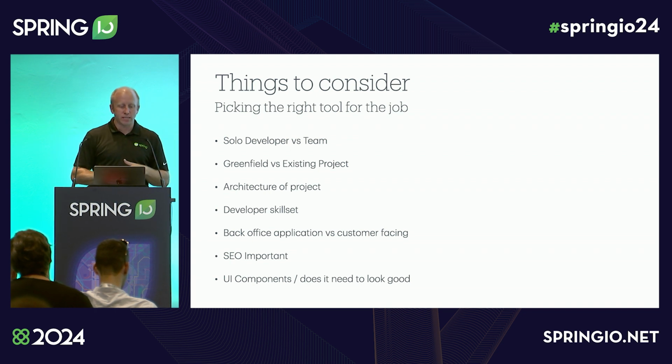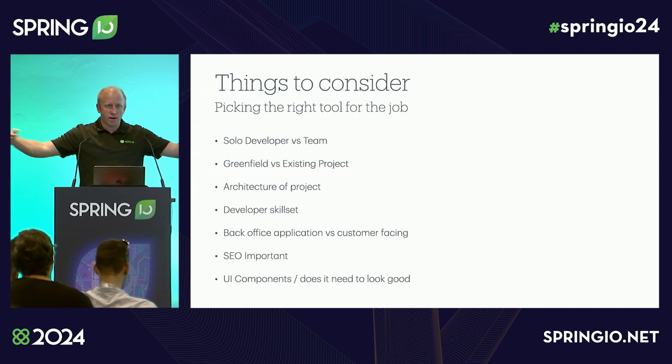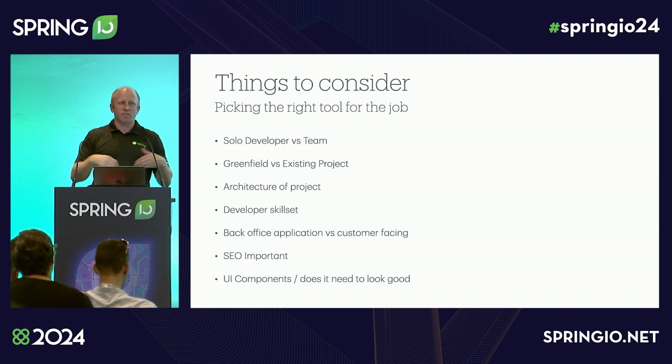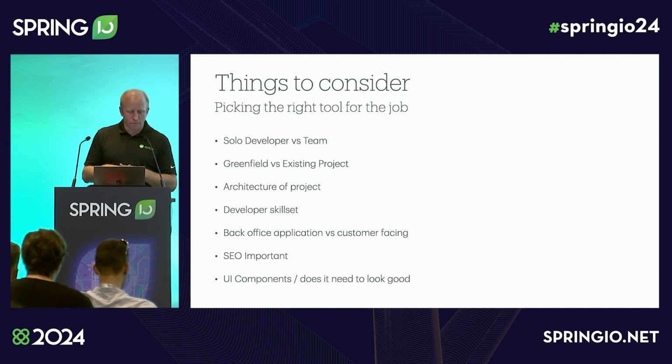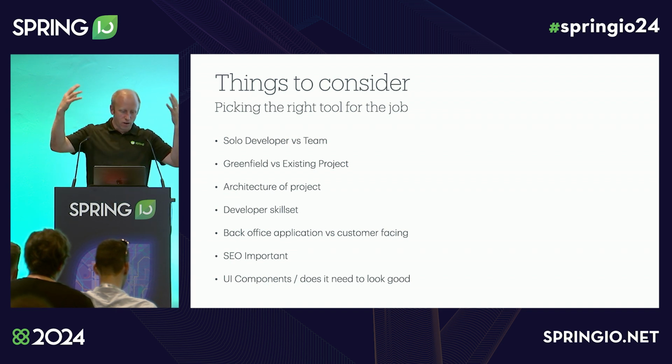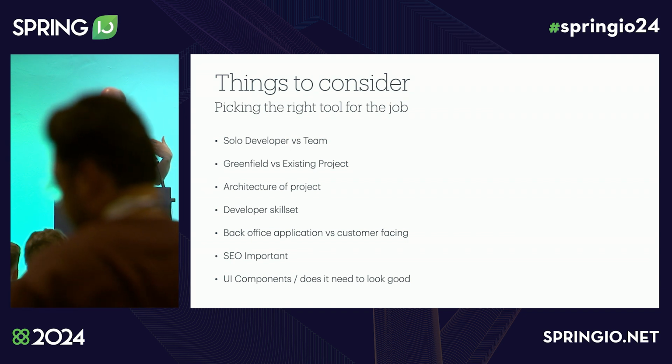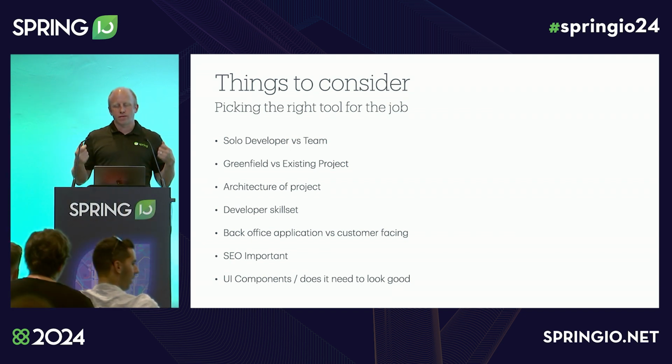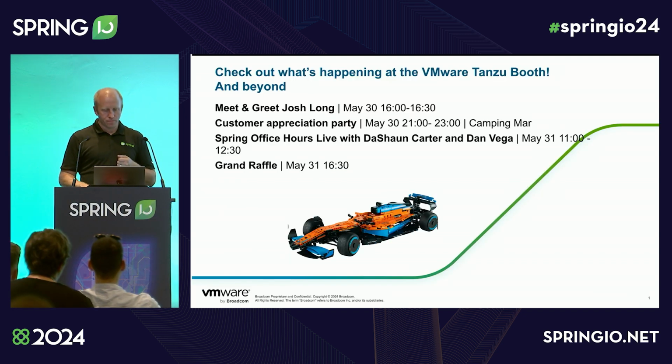That may not be the case. You may be working on an existing project where there already is an architecture of, hey, we have a separate Vue framework and we have a separate Spring Boot application. Developer skill set: if your team is all made up of Java developers and they don't have any experience with JavaScript, why shove a JavaScript framework down their throat unless there's a requirement for it, right? Maybe you could look at something like Vaadin to build out a front end for your application. Again, back office applications versus customer-facing. Is SEO important? Do you need it to look good? Do you want a set of UI components out of the box? These are all things that you need to think of.